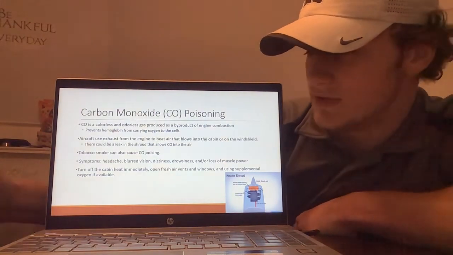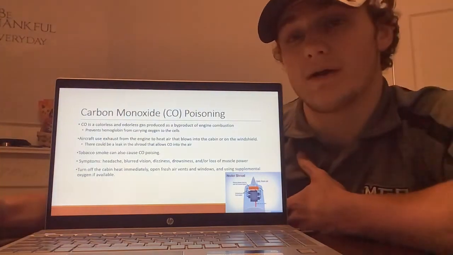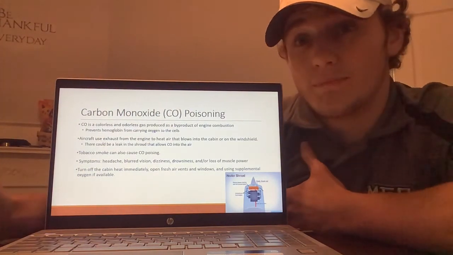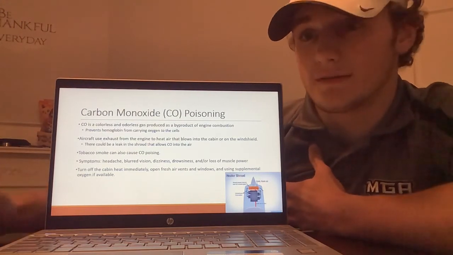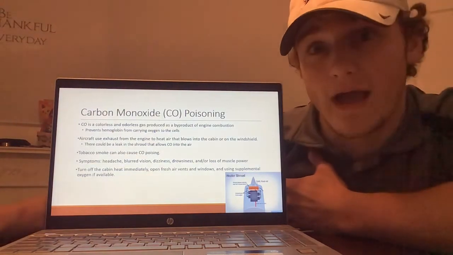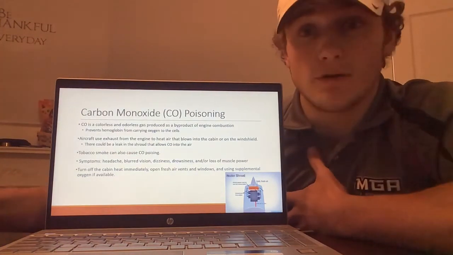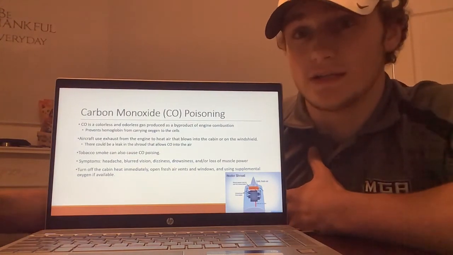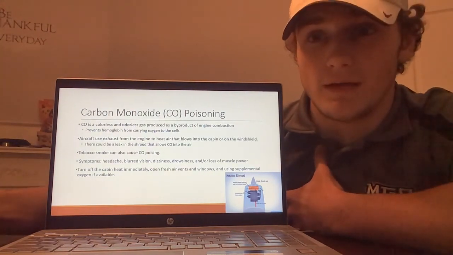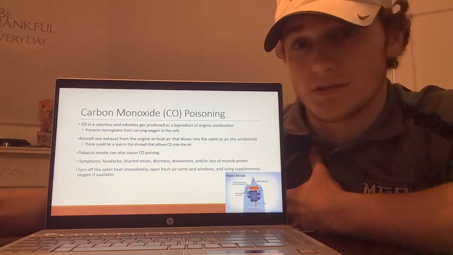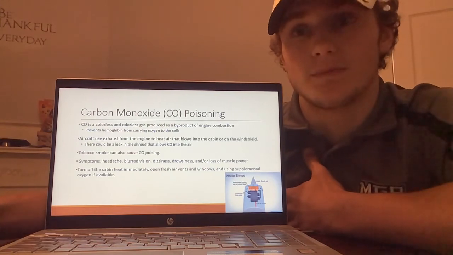Some symptoms can include definitely a headache, blurred vision, dizziness, drowsiness, and a loss of muscle power. And because it's a type of hypoxia, you can experience that euphoric effect as well, because you don't have that oxygen going to your body. To prevent this, you want to turn the cabin heat off immediately because there's a leak. That's where it's coming from. You want to open up fresh air so that you can get more oxygen in the cabin, fresher air, as well as use supplemental oxygen if you have it available.